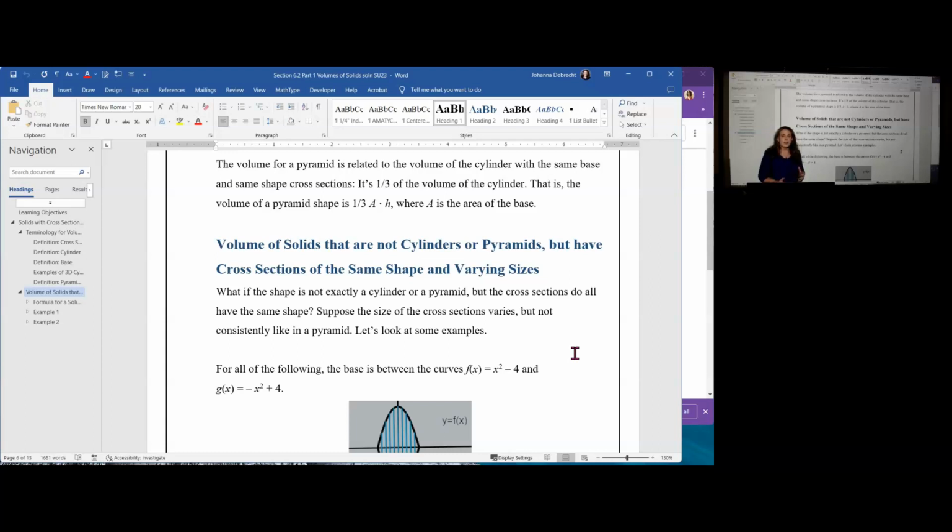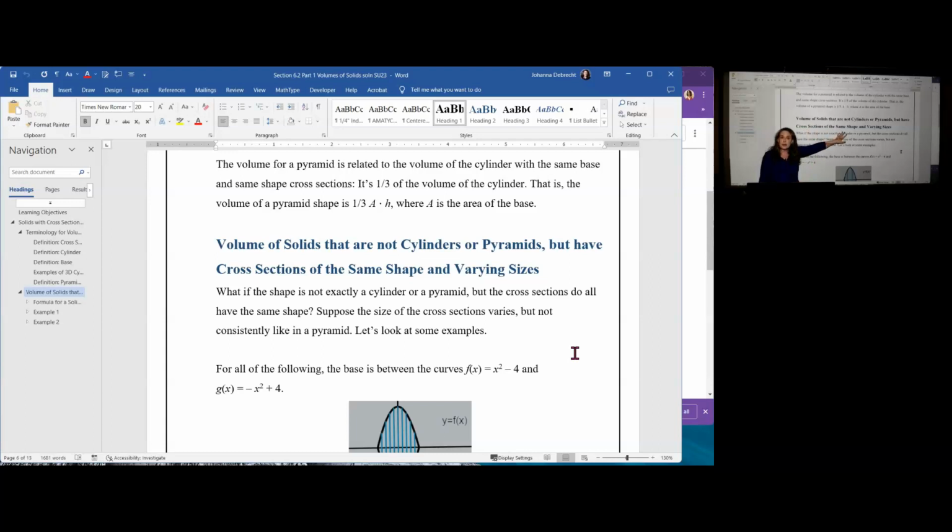In other words, if you want to find the volume of the pyramid, find the volume of the cylinder with the same size base and multiply by 1/3. This means that we can write the formula for the pyramid as 1/3 area of the base times the height. Now let's take a look at some solids that are not exactly cylinders and not exactly pyramids and see how we can combine these ideas.